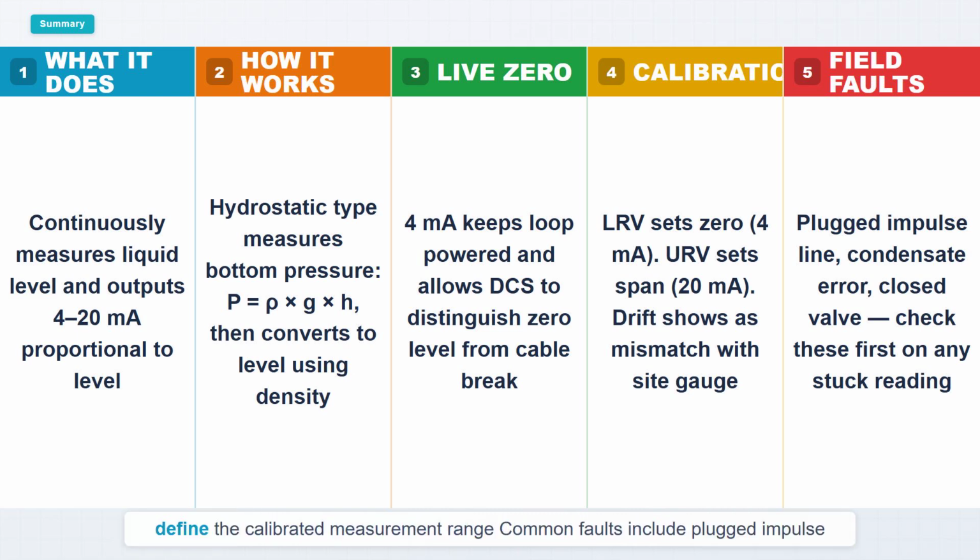LRV and URV define the calibrated measurement range. Common faults include plugged impulse lines, closed isolation valves, and condensate errors. Level measurement directly enables safe operation. It prevents tank overflow, pump cavitation, and process upsets that could have safety and environmental consequences.